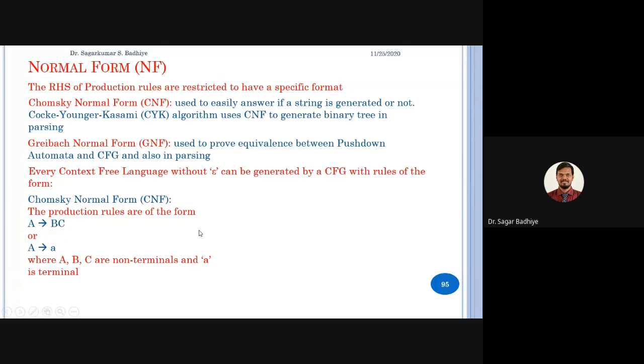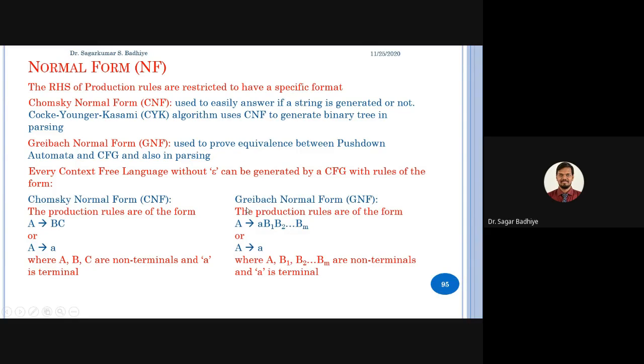Then there is another normal form, that is the Greibach normal form. Again, we have some restrictions on the right-hand side of production rules. So, in Greibach normal form, the production rule should obey the following rules. That is, a single non-terminal on the left-hand side. Obviously, it is a context-free grammar, so there must be a single non-terminal on the left-hand side. That's why I said earlier that the RHS of production rules are restricted to have a specific format, because always in context-free grammar, the left-hand side has a single non-terminal.